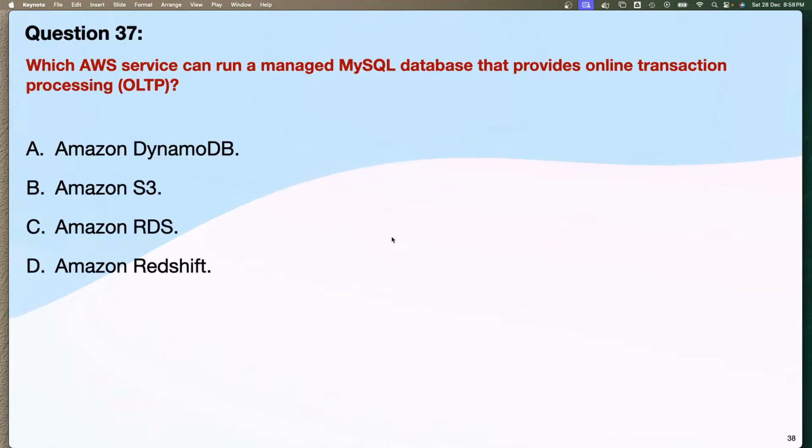37. Which AWS service can run a managed MySQL database that provides online transaction processing, OLTP, right? If it was a data warehouse, as I was mentioning, Redshift is the Amazon data warehouse, the OLAP use case. Online analytical processing, OLAP. OLTP is online transaction processing, real-time OLTP, right? And they're asking MySQL. You can easily evaluate. DynamoDB is a NoSQL database, key value pair. So we cannot have a MySQL database on DynamoDB. S3 bucket is object storage. It is not a database at all. So the answer is C, Amazon RDS. Okay.